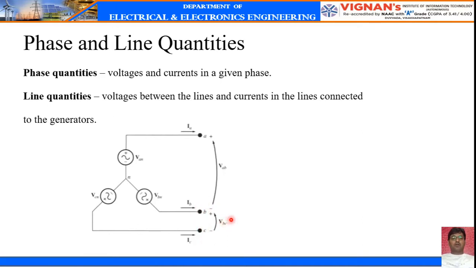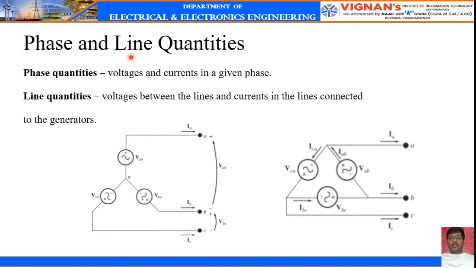So VBC is equal to VB minus VC. One important thing to note here is that in a three-phase star connection, the line current and the phase current are equal, whereas the line voltage and phase voltages are not equal. Similarly, we will see in the delta connection.